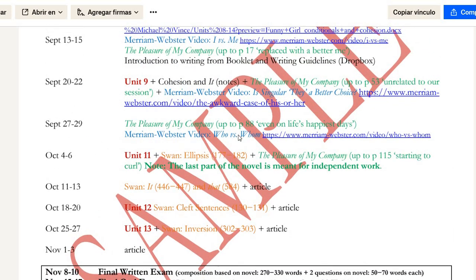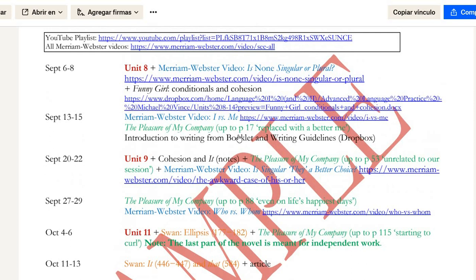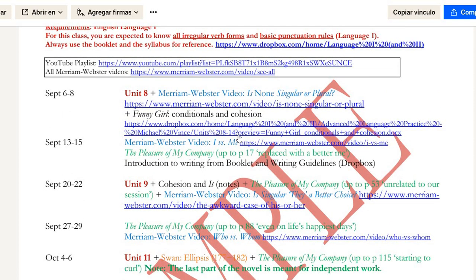This means that the more you do over the holidays, the better. Otherwise, it's going to be a bit too much. Because as I promised, the second part of the year is a bit more complicated, right?